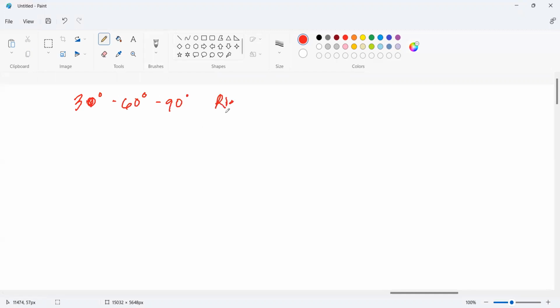Right triangle. Special right triangle. How did we end up having that one? Here's the proof on that one.